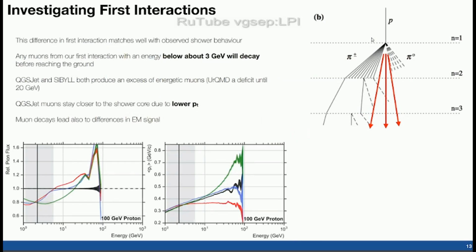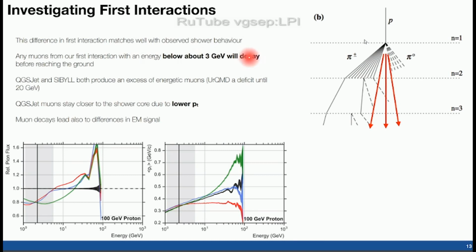So all of this seems to sit together, in that the difference in the first interaction seems to match well the differences we see in our shower behavior. Any muons from our first interaction with an energy below about 3 GeV will decay. We don't see them. And then QGSJet and SIBYLL both produce an excess of energetic muons, which are able to reach the ground. And UrQMD conversely produces a deficit.